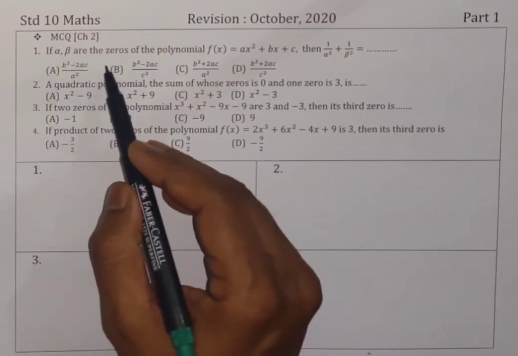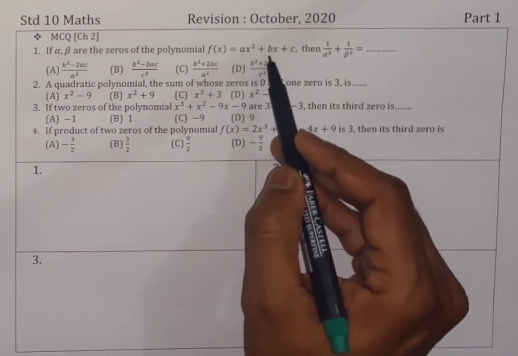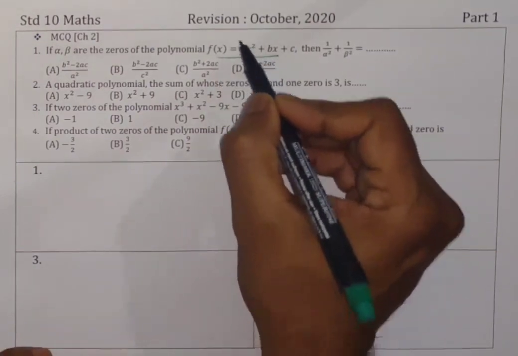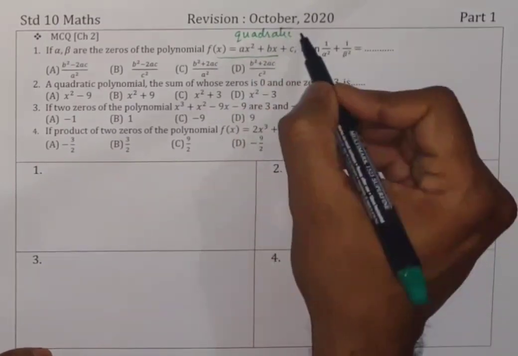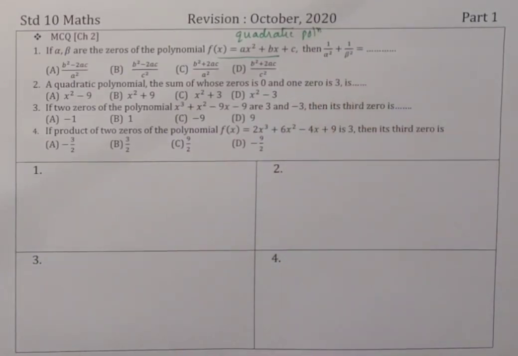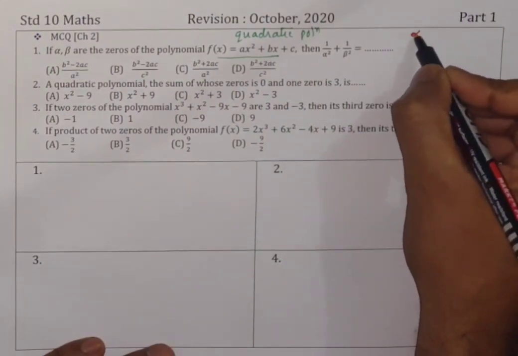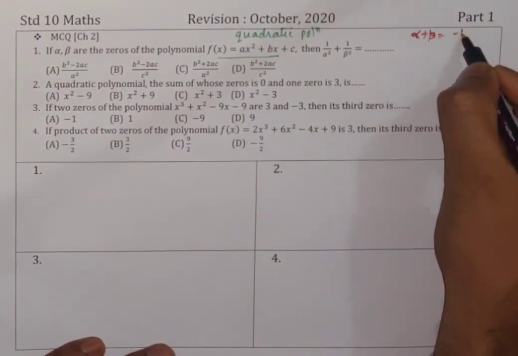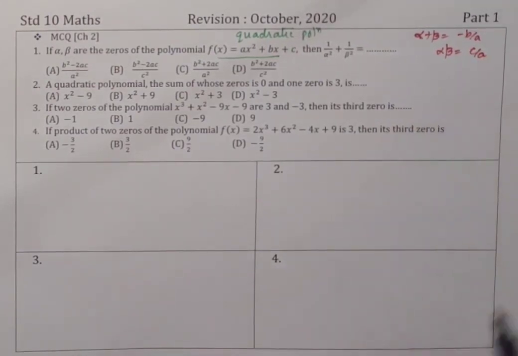If alpha and beta are the zeros of polynomial p of x, that is ax square plus bx plus c. Children, this is a quadratic polynomial, correct? And it is in standard form. Then 1 upon alpha square plus 1 upon beta square is equal to dash. If this is a quadratic polynomial, you know the sum of zeros alpha plus beta is minus b upon a and alpha into beta is c upon a. Correct, children? What you are supposed to find?